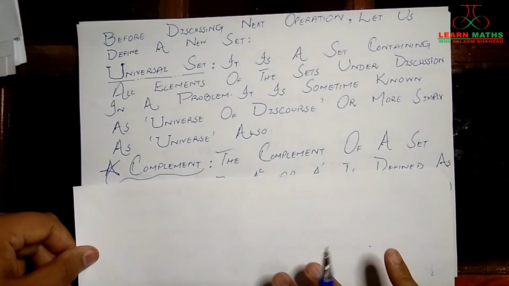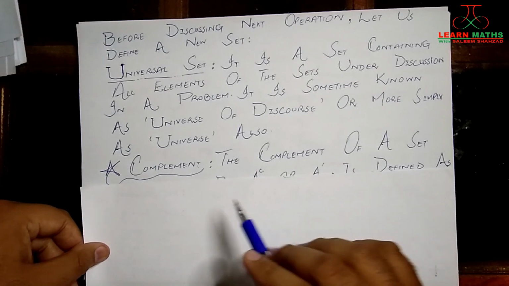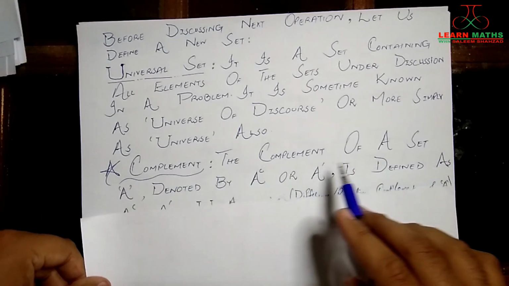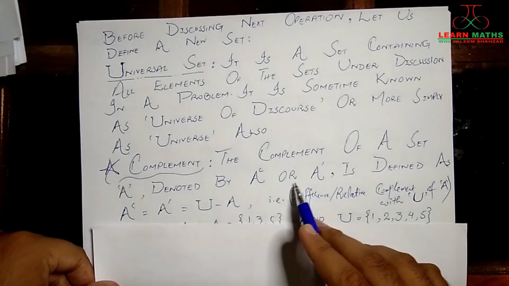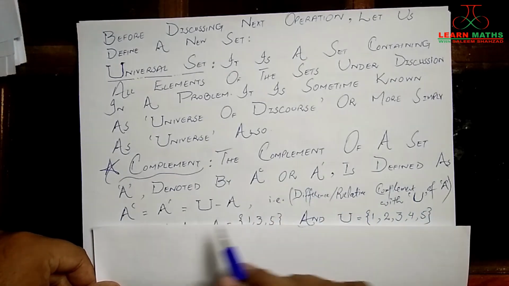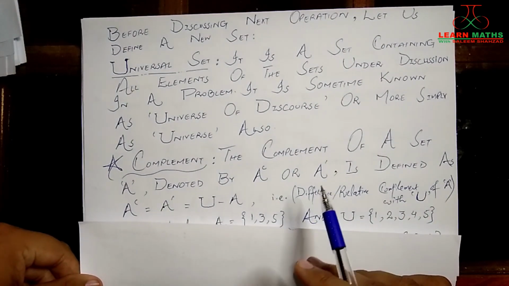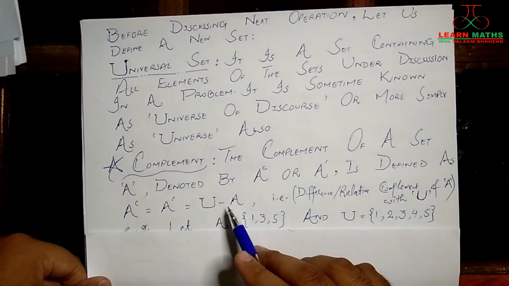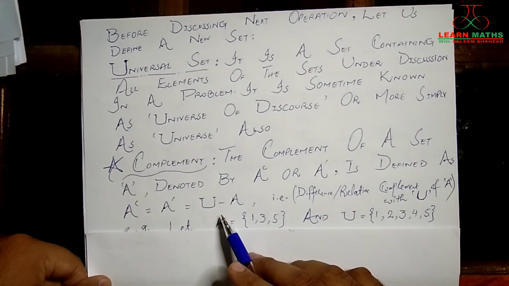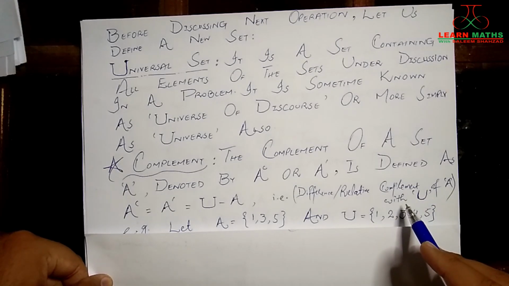So here is the operation that we are going to talk about after this definition, and this is the complement. The complement of a set A, denoted by A^C or A prime, is defined as U minus A. If you are taking the complement of a set, you are just taking the difference of that set with the universal set. So this is the difference or relative complement of A with U.